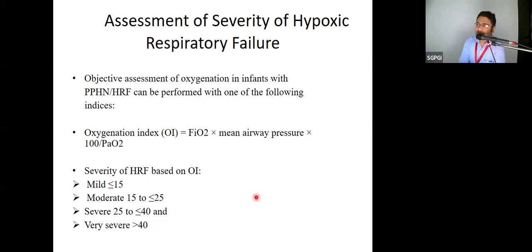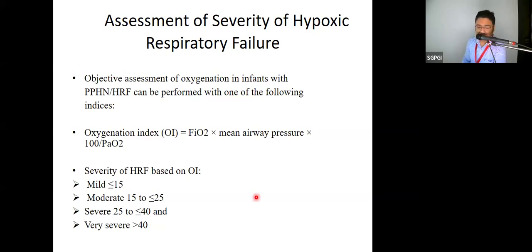Usually most of the sick newborns, when they are admitted in the NICU, have an umbilical artery catheterization. Here the point to remember is we have to take the pre-ductal PO2 and not the post-ductal PO2, because the post-ductal PO2 can be falsely low. If the PO2 is less, that means the denominator is less, so overall the OI is high.